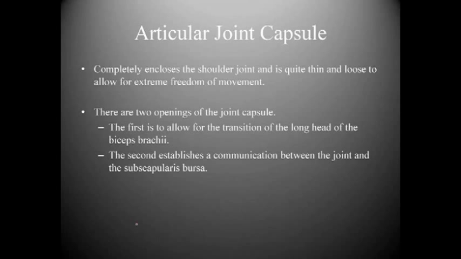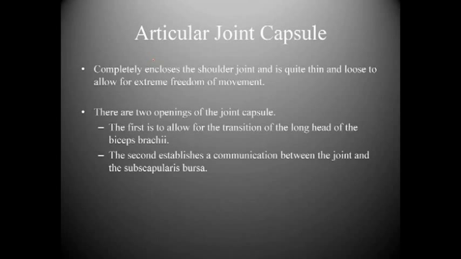So that brings us to the articular joint capsule. We see that it completely encloses the shoulder joint, and is quite thin and loose to allow for extreme freedom of movement. That's one of the things that we have to have with the shoulder, based on the type of joint that it is: freedom of movement. If you don't have freedom of movement, things will fall apart quickly in the shoulder.